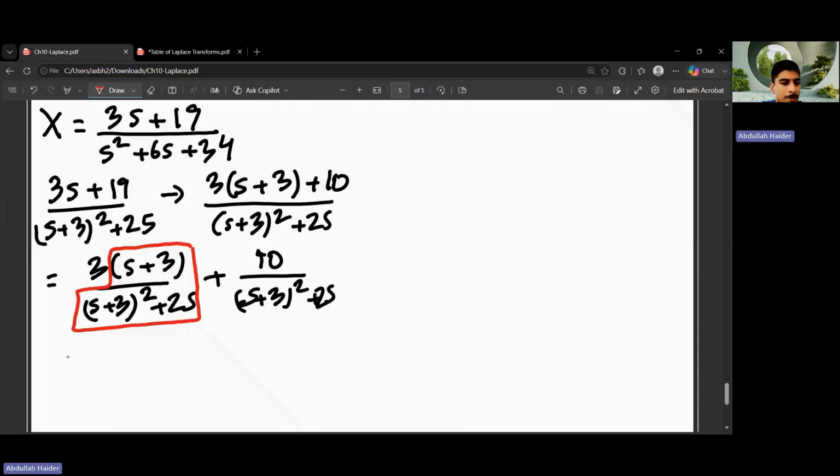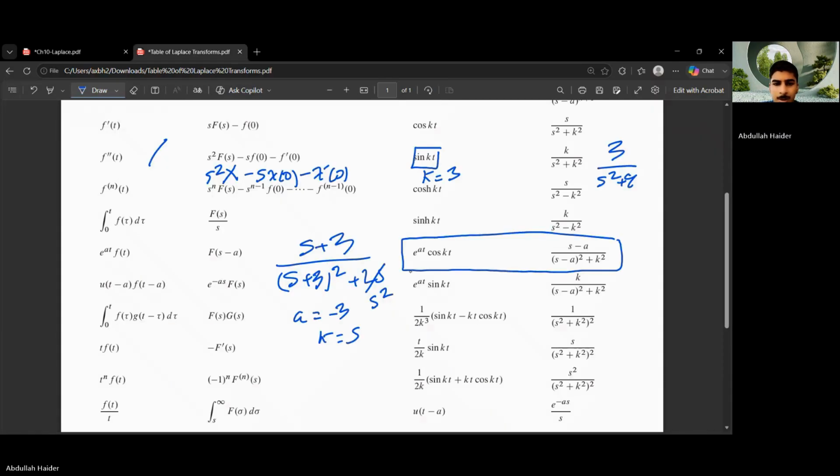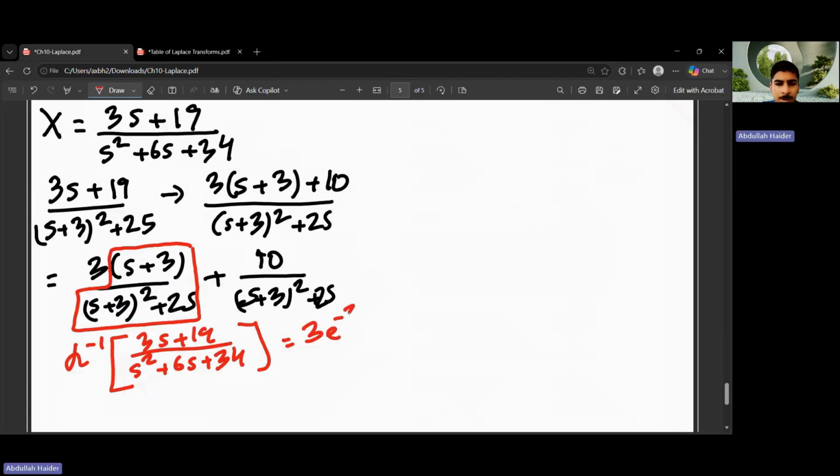So if I want to find the inverse Laplace of (3s plus 19) over (s squared plus 6s plus 34), it will be the inverse Laplace of this function, which is 3 e power minus 3t cosine 5t.